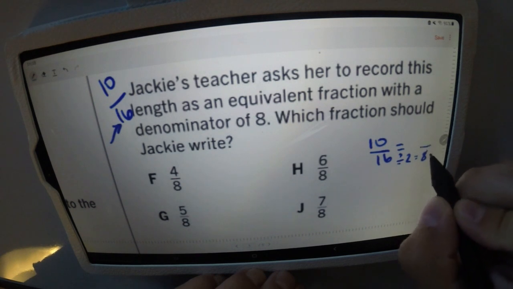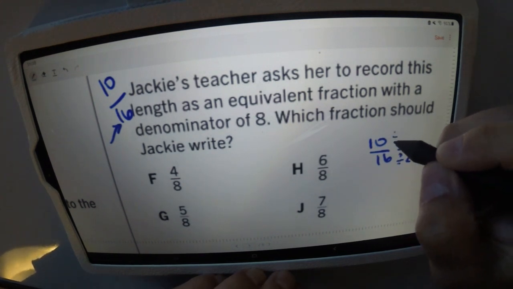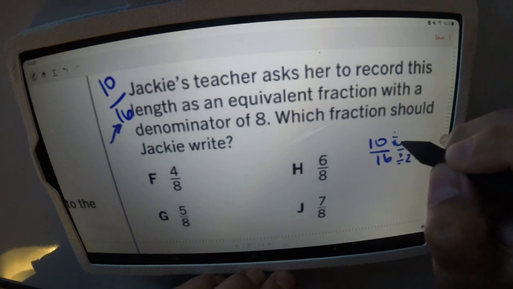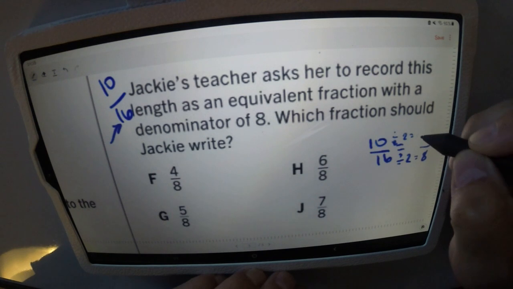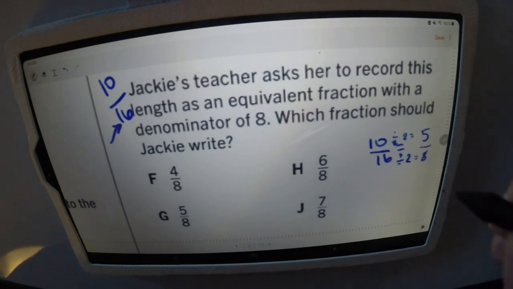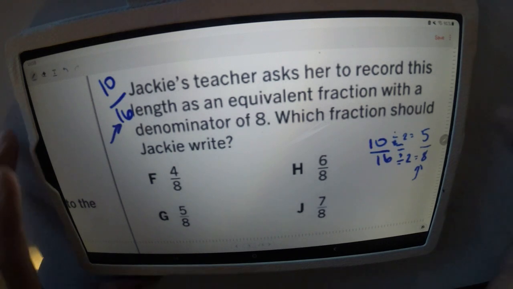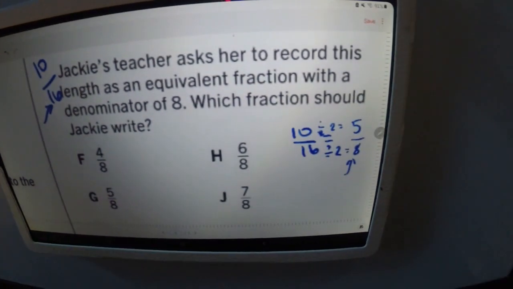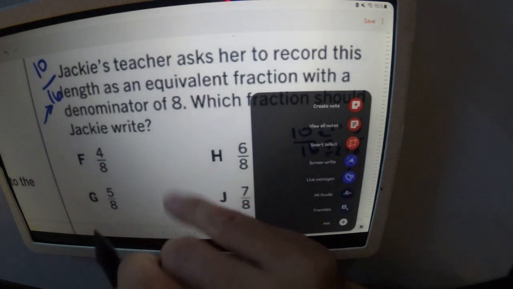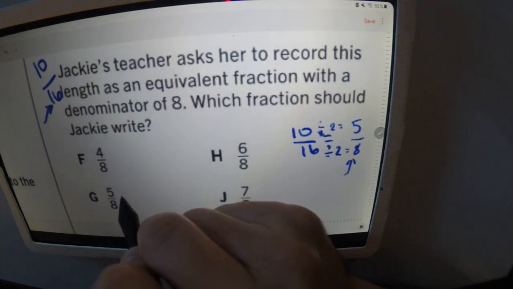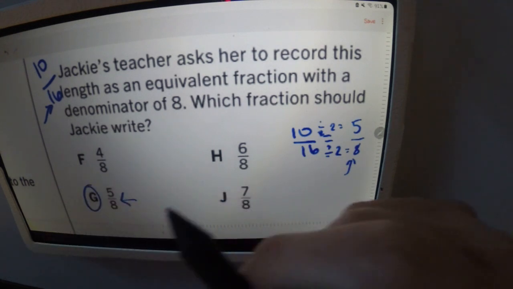So that's the bottom number, right? Now we have to do the same thing to the top number. 10 divided by 2 equals what? You cut 10 in half, what is that? That's 5. So this is the number we're looking for: 5 over 8. Do we see that number anywhere? Oh, there it is. Check it out. 5 over 8. There's the number. So the answer to that one is G.